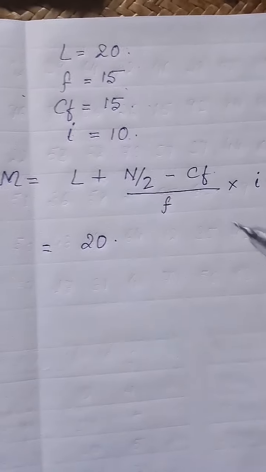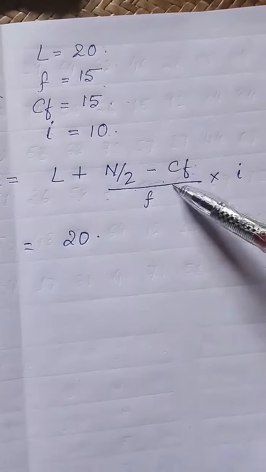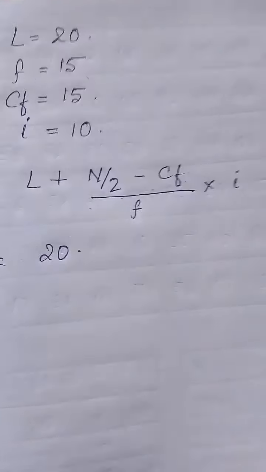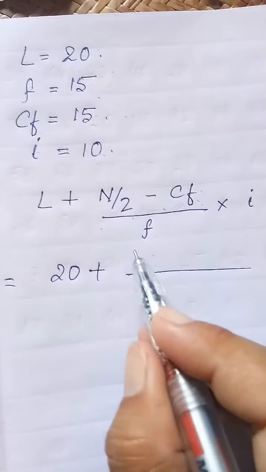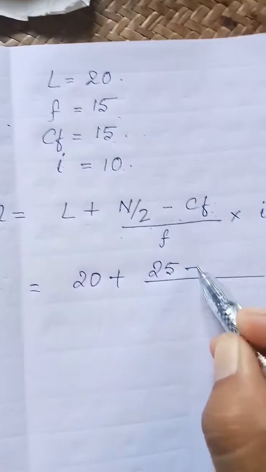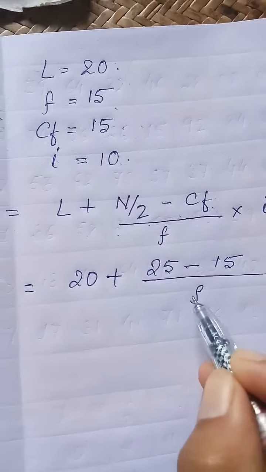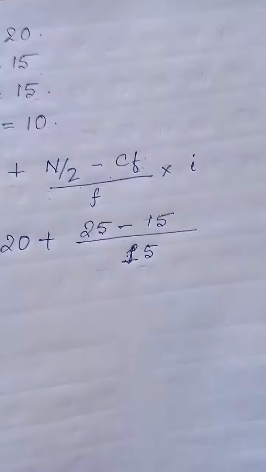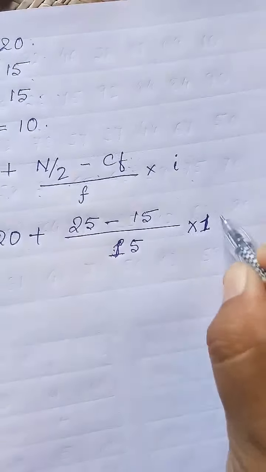Now putting all this in the formula, let us see what we get. The formula is M is equal to L plus n by 2 minus CF divided by F into I. L is 20 plus, n by 2 we have got 25, minus CF is 15, F is 15, and I is 10.